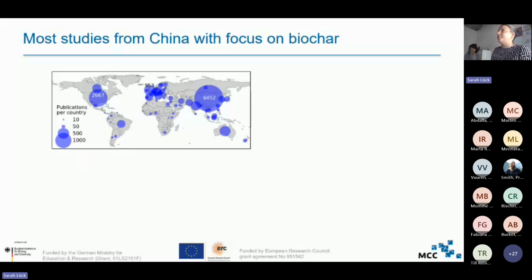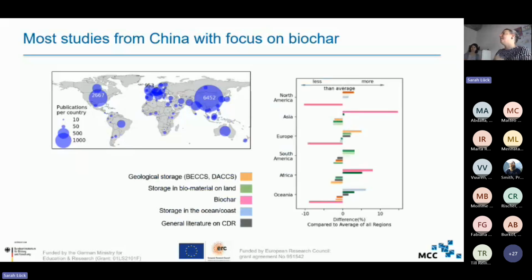Okay, but we see many come from China. Europe is well covered, and the US. And then we asked on which technologies they mainly focus. We see Asia, but especially China, focuses heavily on research on biochar. Oceania focuses on blue carbon, not so surprising because they have potential in mangrove reforestation, for example. South America has afforestation, and North America is mainly DACCS. Okay.